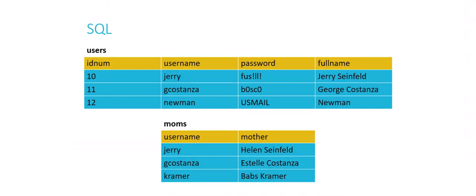Now let's say I want to restrict my query a little bit. Select password from users where ID num is less than 12. So now I'm adding a predicate or a condition to my select query. What's going to happen here? Well, I'm going to get this information. This is just the password column from the users table where the ID number in that row is less than 12. So only rows 10 and 11's passwords get given back to me. 12's does not, because 12 is not less than 12.